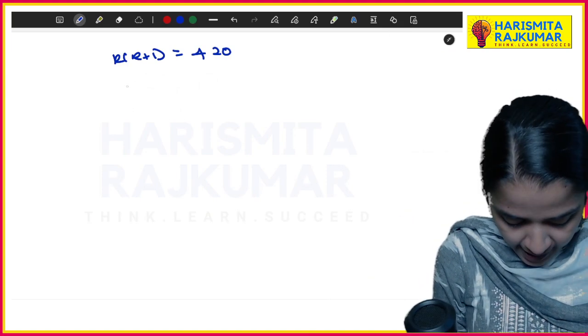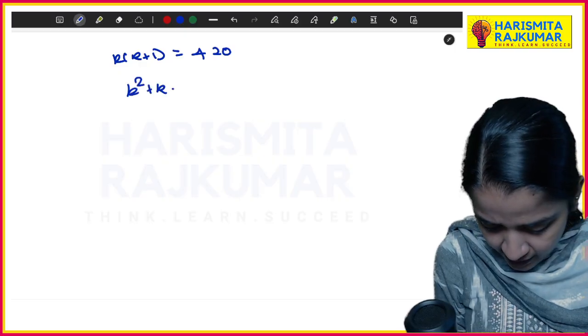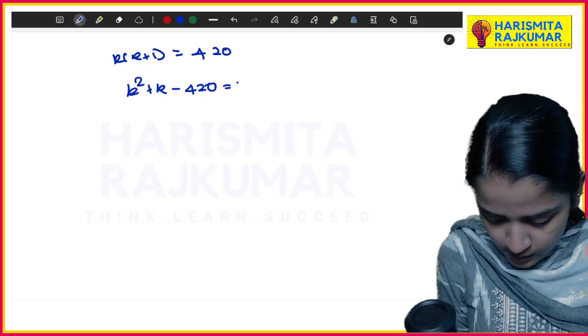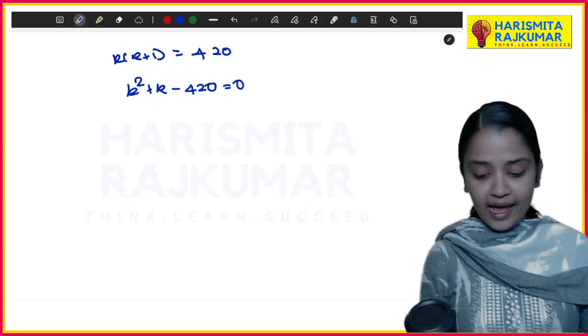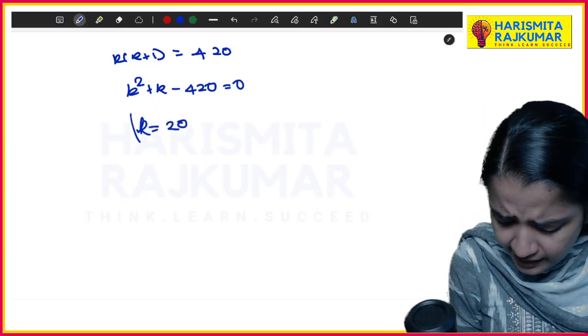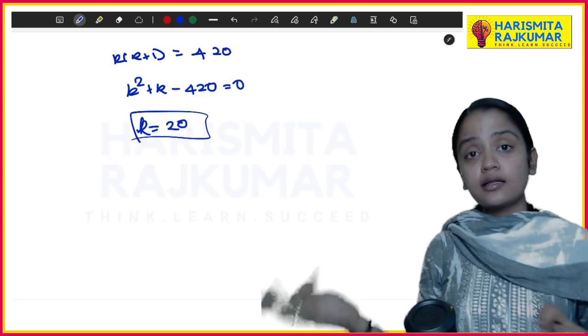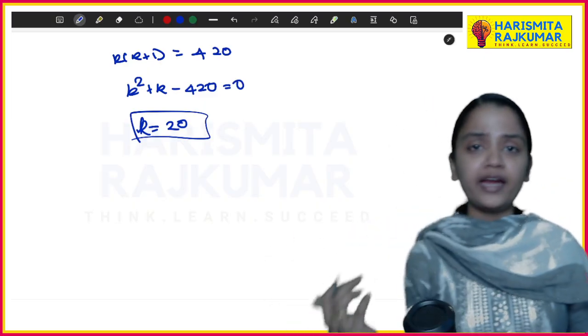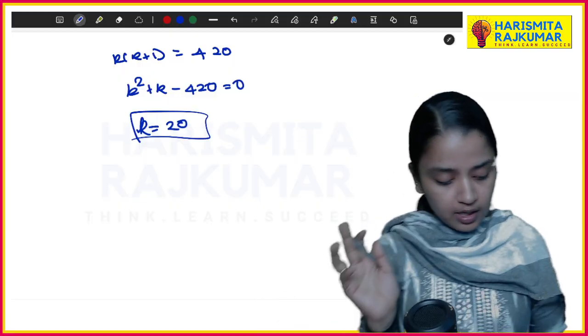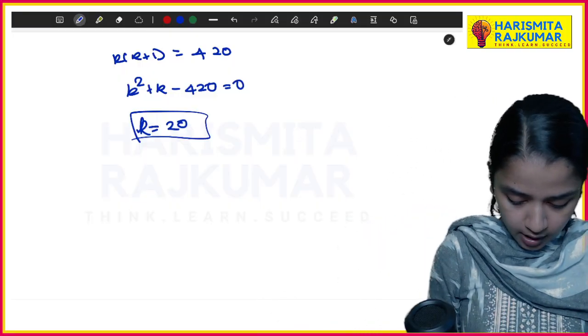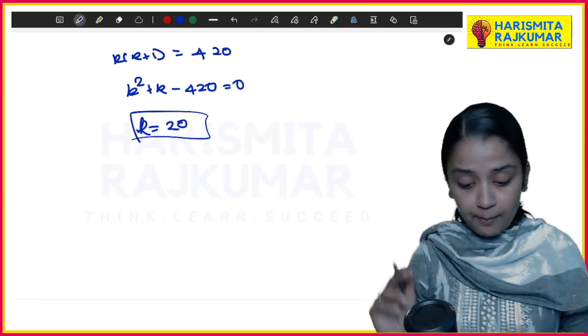So here you will have k square plus k minus 420 equals 0. So here your k will be 20. There are 2 k's. Find the other k and comment below. Why I didn't take it, you will know. Okay, so k is equal to 20 here, so the number of groups.